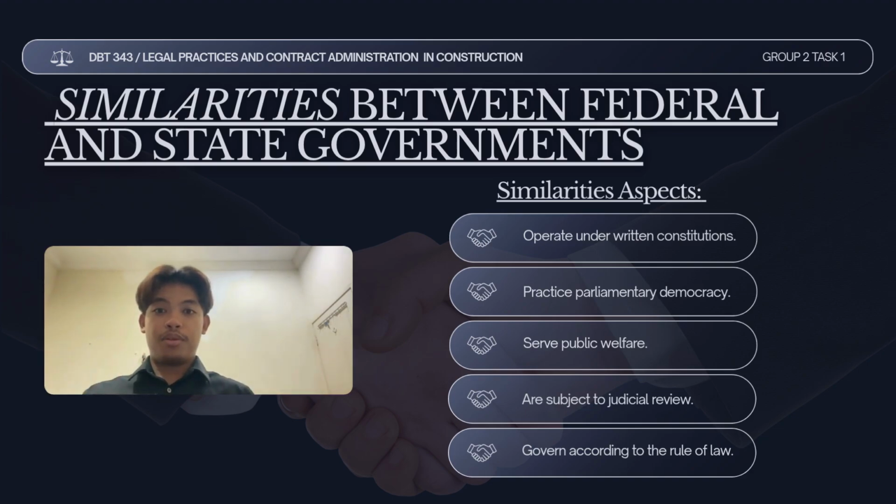Third, they both serve public welfare, whether it is federal ministries managing healthcare or state departments managing local land. Their ultimate goal is basically to serve the citizens. Fourth, both are subject to judicial review. This means that any law or action from either level can be challenged and struck down by the courts if it is unconstitutional. And finally, both levels govern according to the rule of law. This is to ensure that no government operates without proper rule or outside the legal framework.